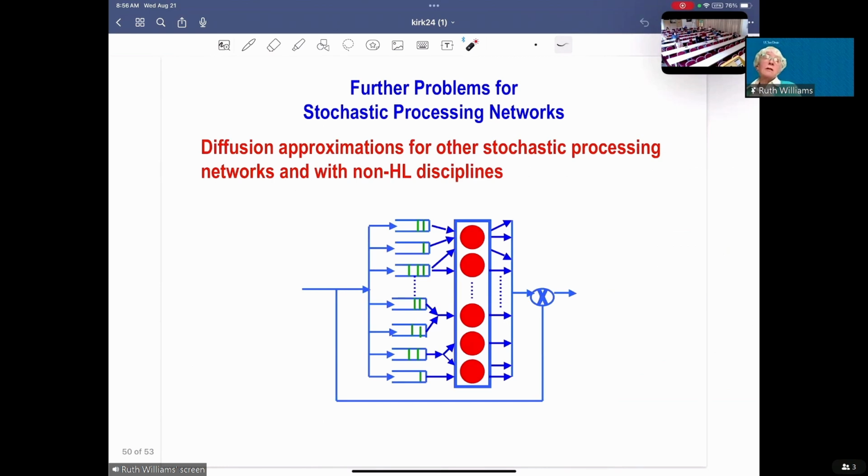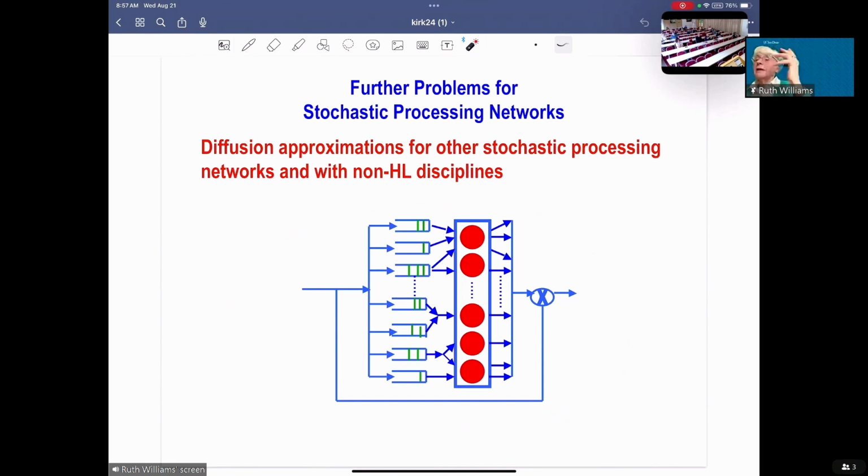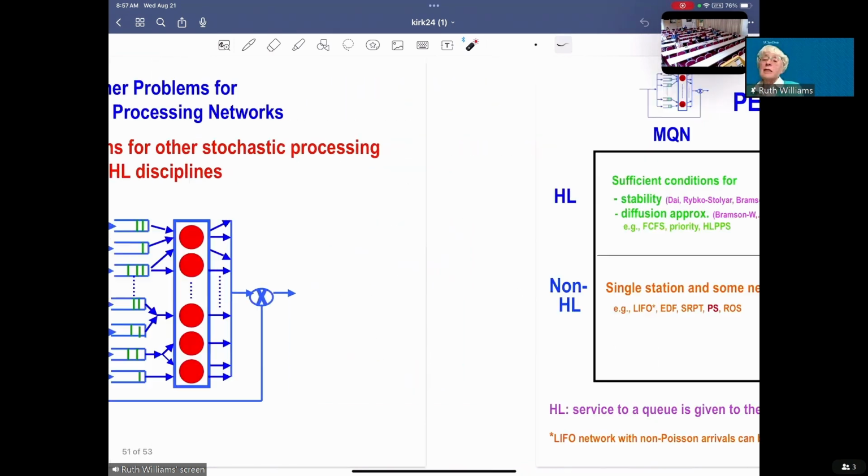So this bandwidth sharing model, as I said, is sort of the quintessential example, a test bed to see how our techniques work for trying to approximate these stochastic processing networks, including with non-head-of-the-line disciplines. There's still a lot more that can be done, and I think that's where there are some very interesting open problems which generate new mathematical questions for these reflecting diffusion processes.